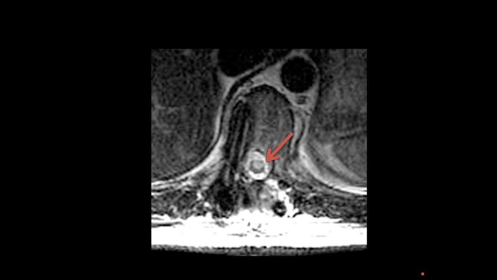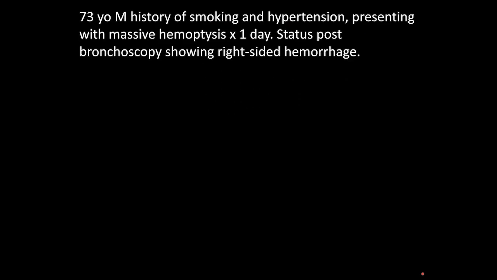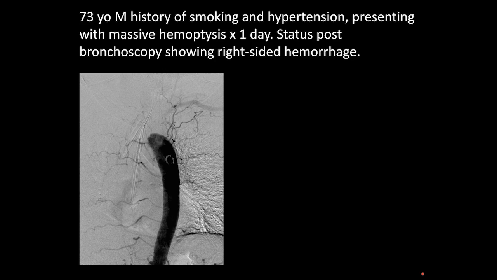Don't forget that an infarct of the spinal cord can sometimes be caused by spine surgery. So if it's at the same level after surgery, think of that as a possible etiology. I also wanted to show you another iatrogenic case. This is a patient that came with a massive hemoptysis. They did a bronchoscopy, and because he was bleeding from the bronchi, he underwent a bronchial angiogram.